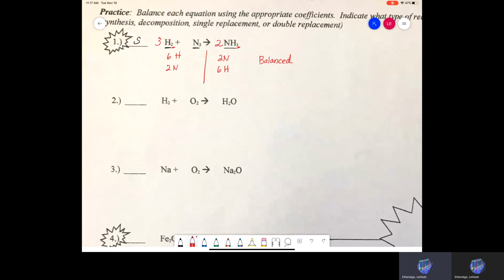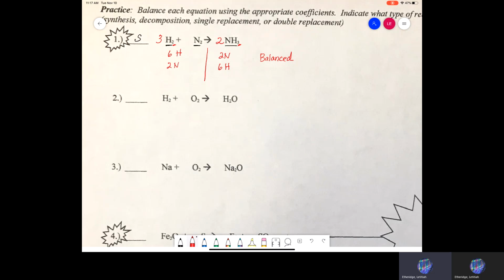Okay, let's move on to number 2. If you take a look, you have an element plus an element that makes a compound. That should tell you that once again, it is a synthesis reaction. Now in terms of the balance, the problem child right here is oxygen, right? Because on one side, I have 1 oxygen. On the reactant side, I have 2 oxygens. So I need 2 on the product side. So I'm going to add that coefficient and go 2.